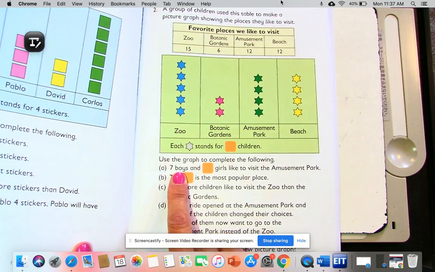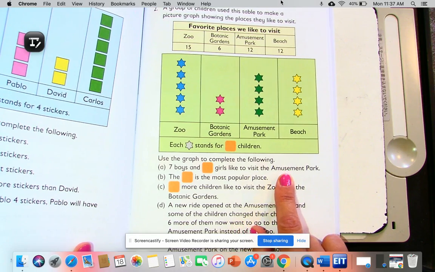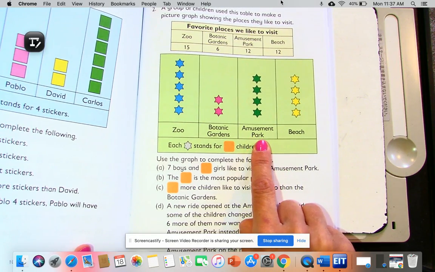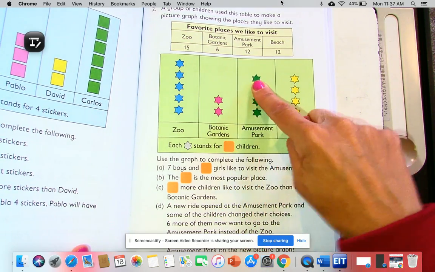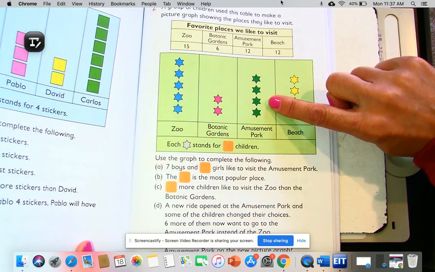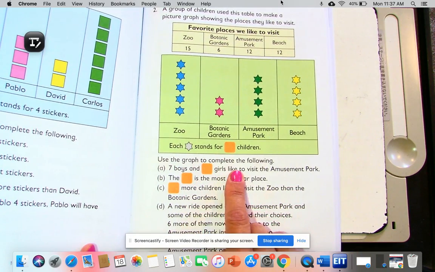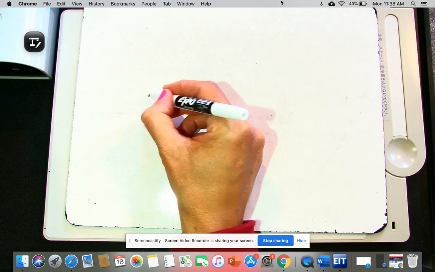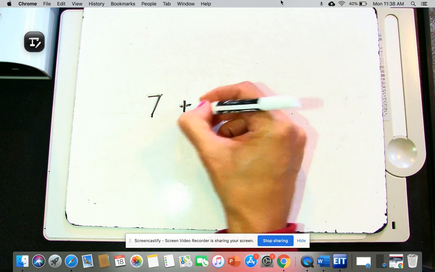Okay, so we have 7 boys and blank girls like to visit the amusement park. Well, let's go back to the amusement park. And we have 3, 6, 9, 12. So 12 kids like to go to the amusement park. So they are saying if there were 7 boys, how many girls like to visit the amusement park? So it's kind of like thinking about, well, let's see. 7, there's 7 boys, plus how many girls?